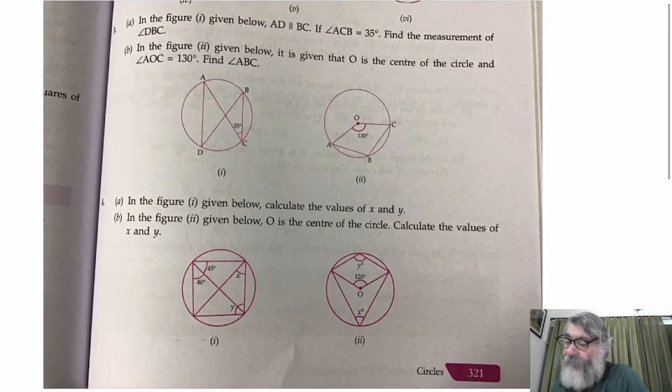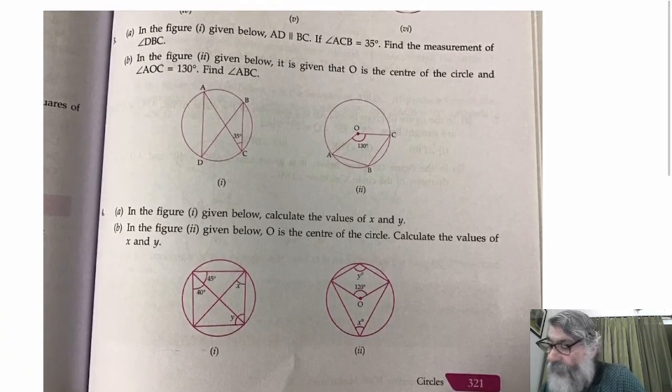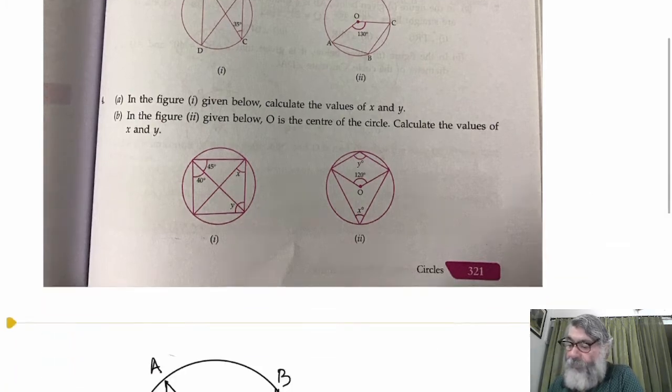Now let us see this. In the figure given below, O is the center of the circle, and angle AOC is 130 degrees. Find angle ABC. Okay.